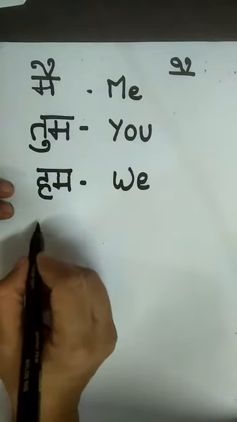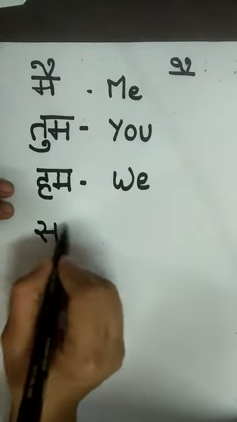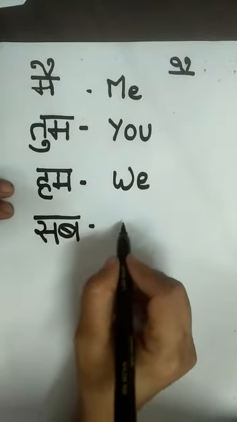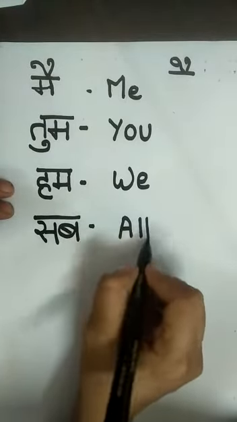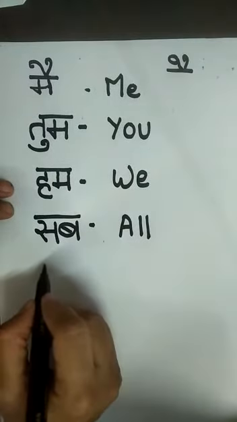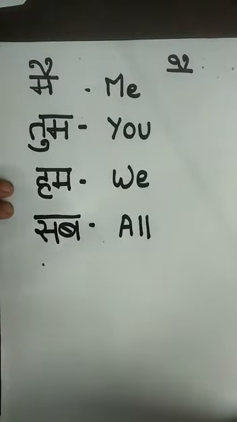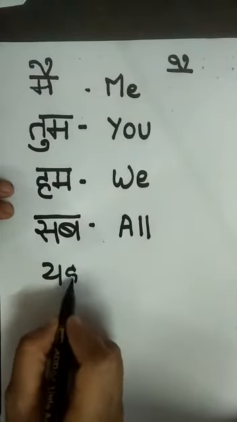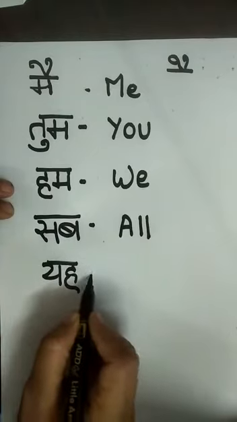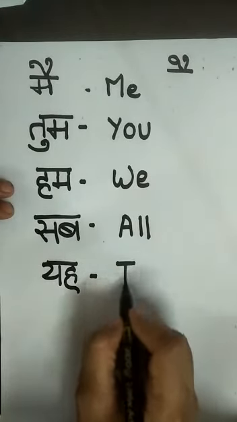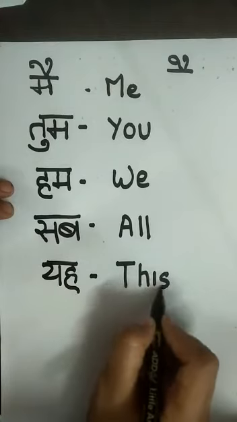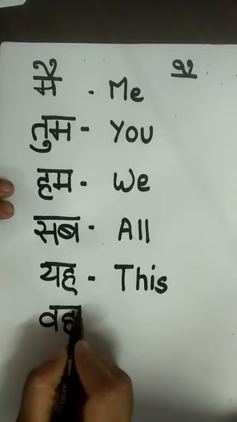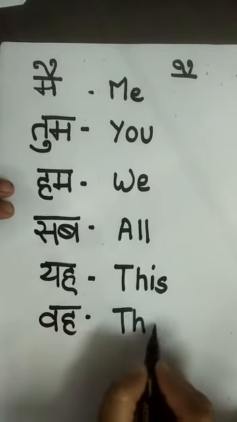Now Sab. Sab is Sa and Ba. Sab is we all. All. Right? Now the next word is Ya. Yeh. Yeh is this. Veh. That. This and that.